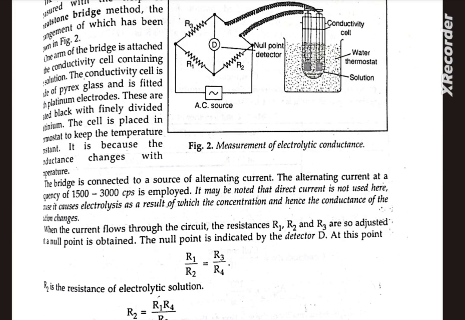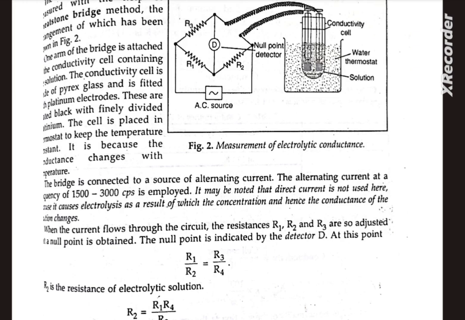The bridge is connected to a source of alternating current. The alternating current at a frequency of 1500 to 3000 CPS is employed. It may be noted that direct current is not used here because it causes electrolysis, as a result of which the concentration and hence the conductance of the solution changes.